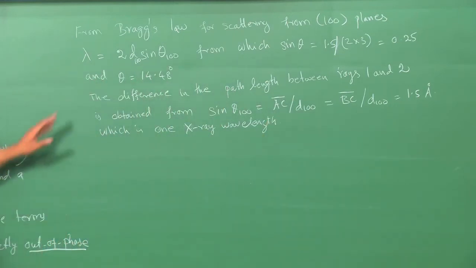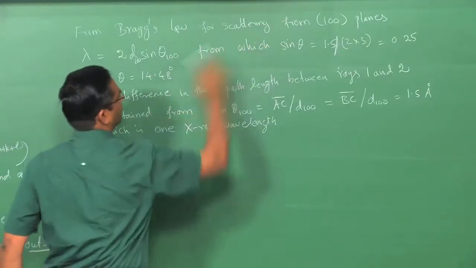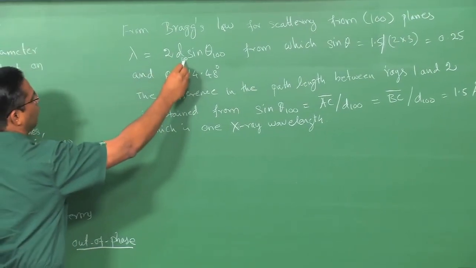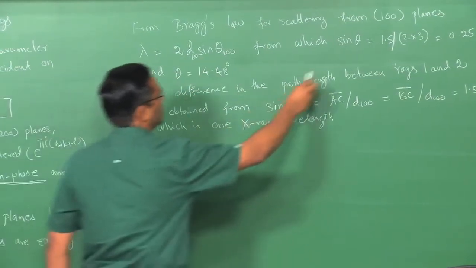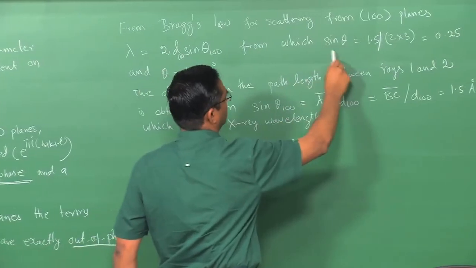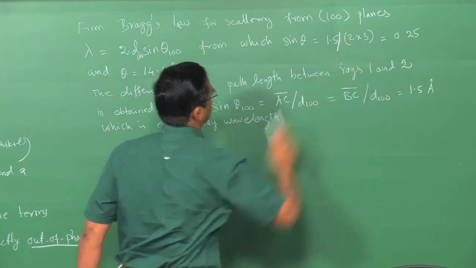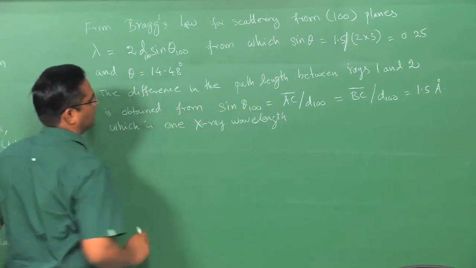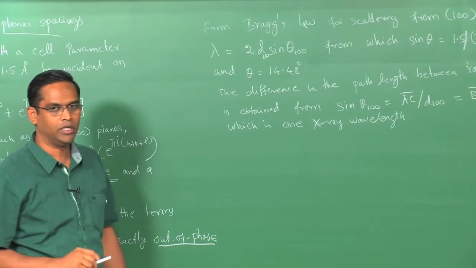Let us understand what I have done so far. From the Bragg law for scattering from 100 planes, you can simply write lambda is equal to 2d 100 plane sin theta 100, from which we can find out the sin theta value. Sin theta is equal to 1.5 divided by 2 into 3, which is equal to 0.25, corresponding to theta 14.48.